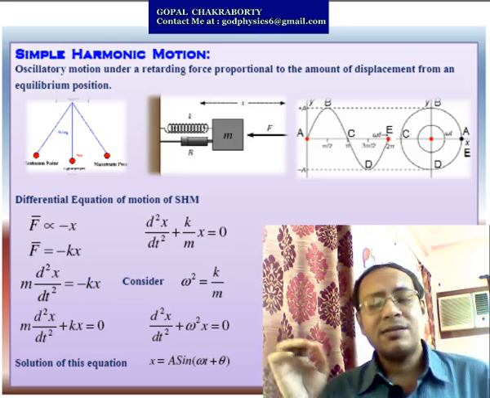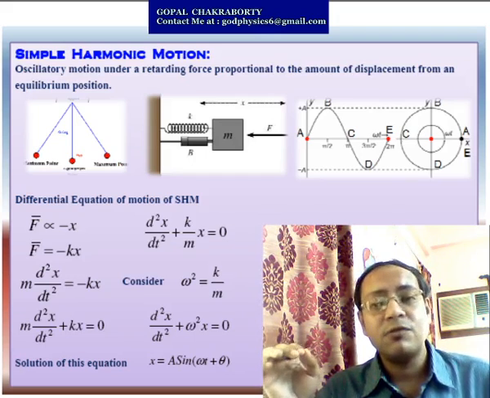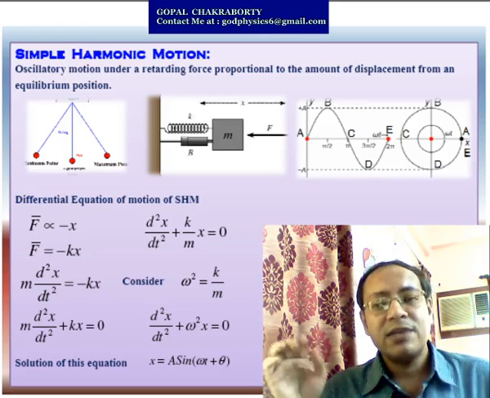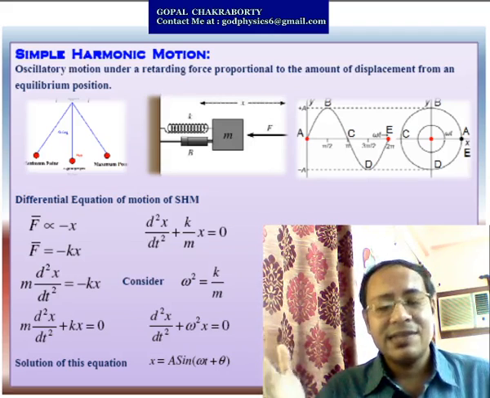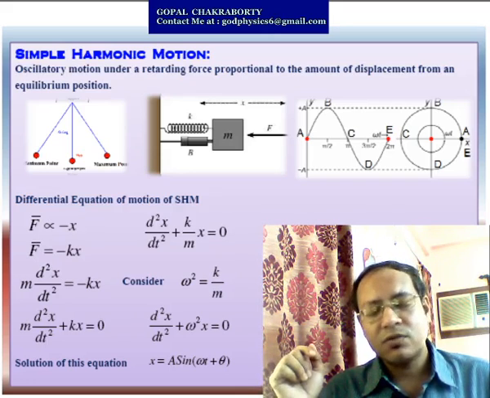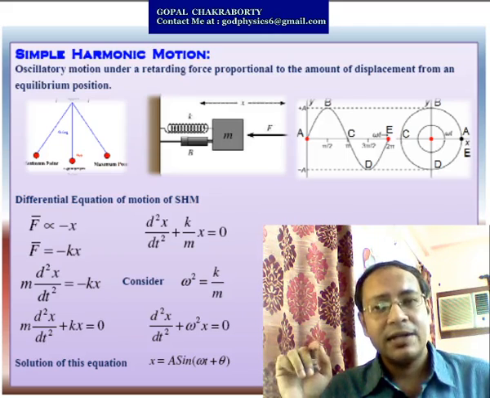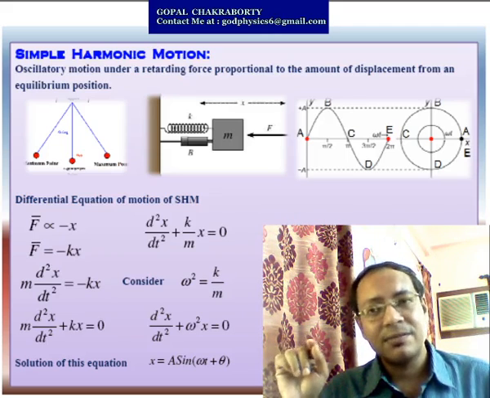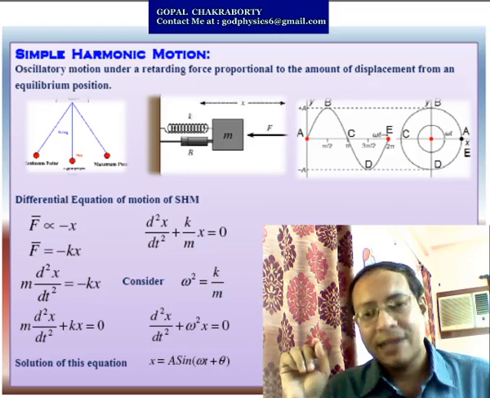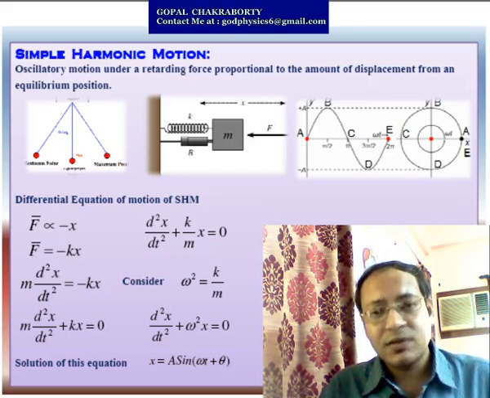Now k is called the restoring force constant, defined as force per unit displacement. So this is the equation. If you rearrange, you get m d2x/dt2 plus kx equals 0. Dividing both sides by m, you get d2x/dt2 plus (k/m) x equals 0, where m is the mass of the particle and k is the restoring force constant.